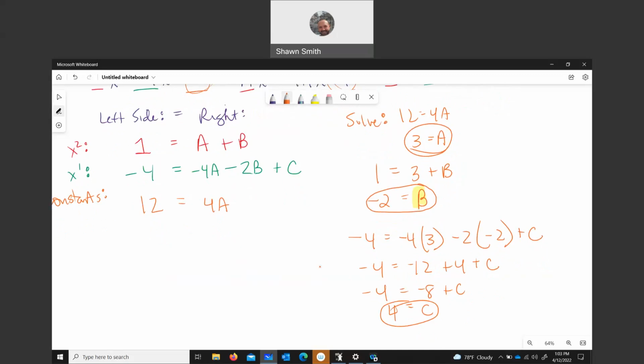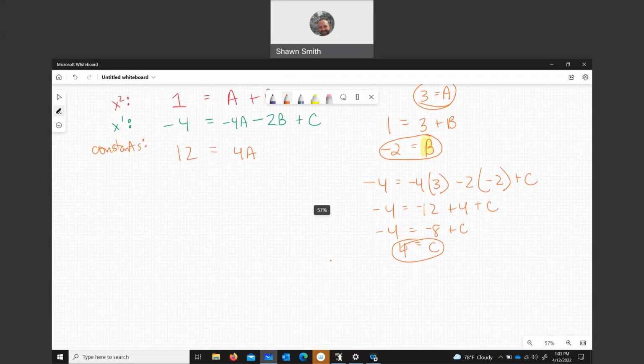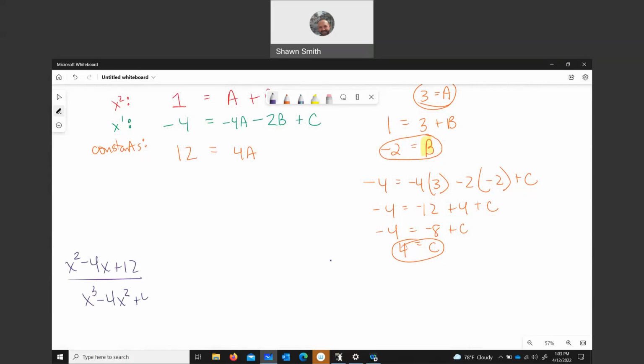All right, so we go back and rewrite it. We had the original x squared minus 4x plus 12 over x cubed minus 4x squared plus 4x is equal to a fraction with the denominator of x, had a on top, a is 3. Next fraction, x minus 2, was b on top of that, so it's a negative 2. And then we had x minus 2 all squared, which is a 4 for C.